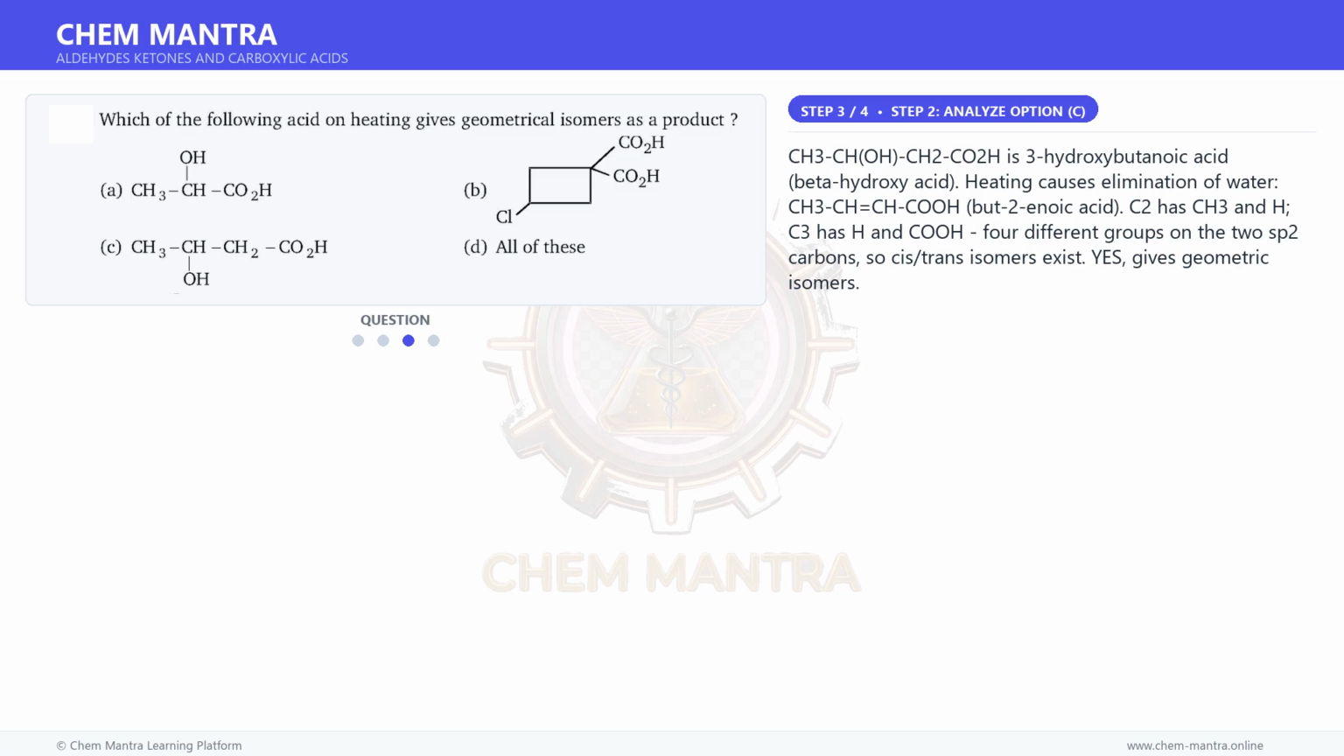CH3CH(OH)CH2CO2H is 3-hydroxybutanoic acid, a beta-hydroxy acid. Heating causes elimination of water, giving CH3CH=CHCOOH, but-2-enoic acid. C2 has CH3 and H, C3 has H and COOH, so there are different groups on the two sp2 carbons, so cis-trans isomers exist. Yes, it gives geometric isomers.